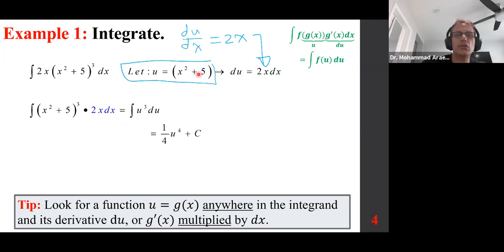We replace the u with the choice of u, which was x squared plus 5, and we are done. In the beginning, it's a good practice to differentiate the result. It must give you the same answer without the dx. So you can differentiate this. It should give you the integrand without the dx. You can practice that in the beginning.